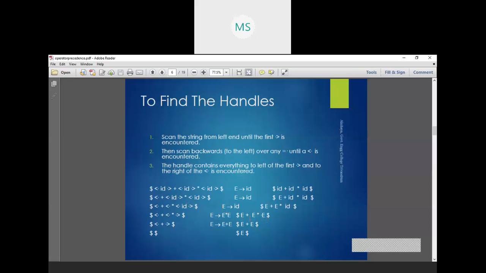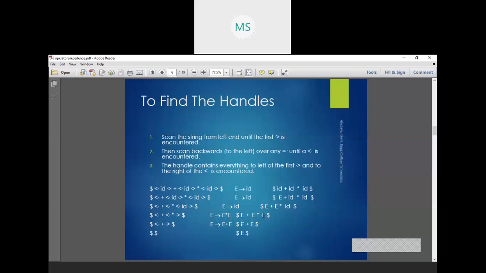Now what is the next thing? I have to reduce these things: dollar E plus E star I. For example, in that input I didn't show it. If you have any doubt, you have to remove all those E's and take only the operators. Now you can write the new relationship between the operators.